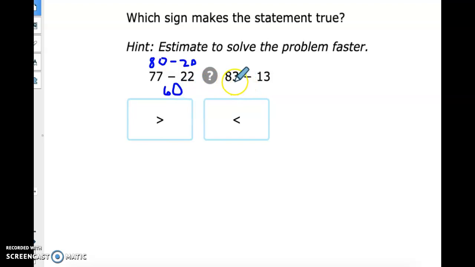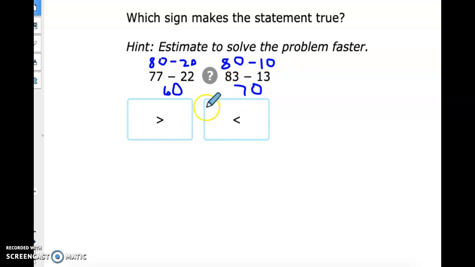And then if we're going to look at this side, 80 rounded to the nearest 10, well, that's going to go to 80. And then if we round 13 to the nearest 10, I think I said 100 before, it's going to be 10. So 80 minus 10, well, that is 70.